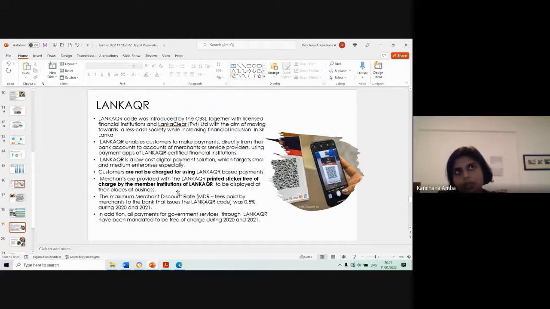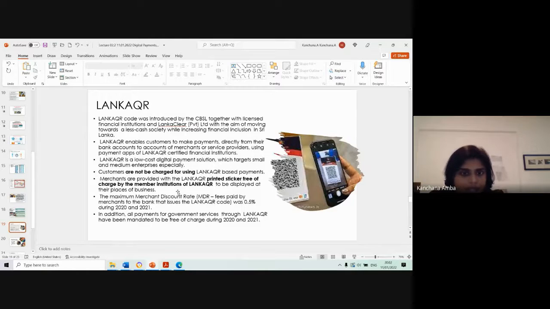Sorry, we have this overall goal at the central bank called moving towards a less cash society, to reduce the use of cash. In the first lecture, I discussed this as well, because cash is quite costly and there are issues, especially with COVID, people are now less cash friendly. But this goal of ours is pre-COVID. It's from about 2017-2018 onwards. And so Lanka QR was brought in for one of those purposes, especially for financial inclusion, right?